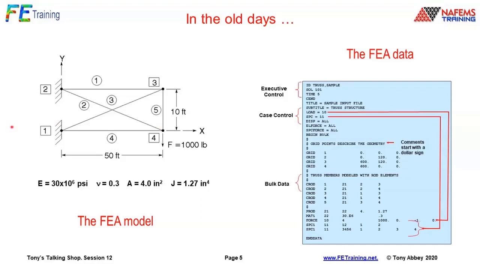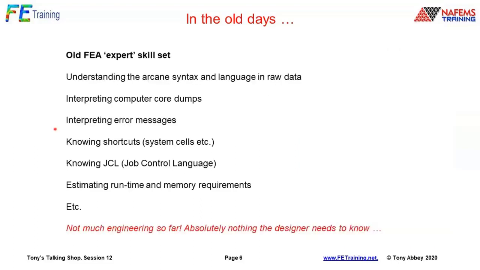And I mention that because all in all, if we think of that expert skill set, the FEA expert, what did the FEA expert need to know? Well, a lot of it was stuff like the arcane syntax and language in that raw data. And then when things go wrong, we get a core dump, to be able to interpret that error message, which would be very, very cryptic.